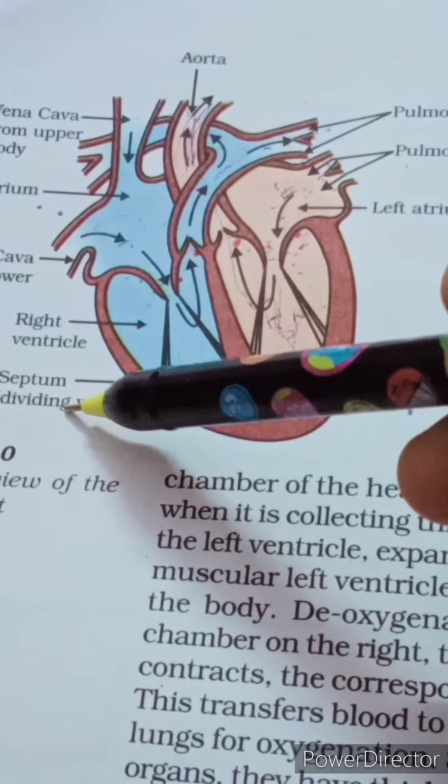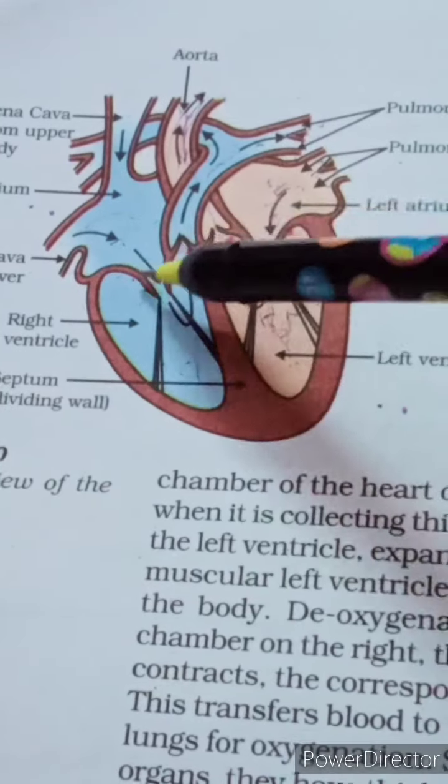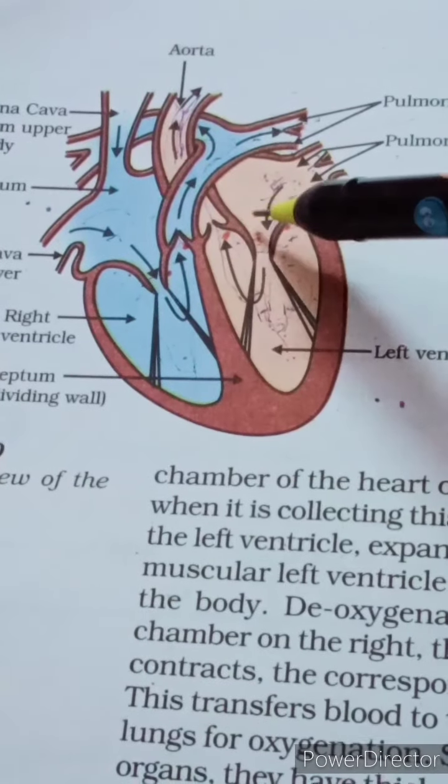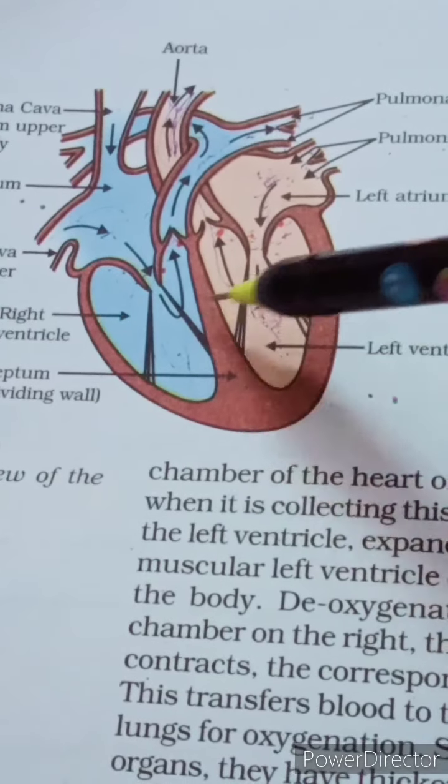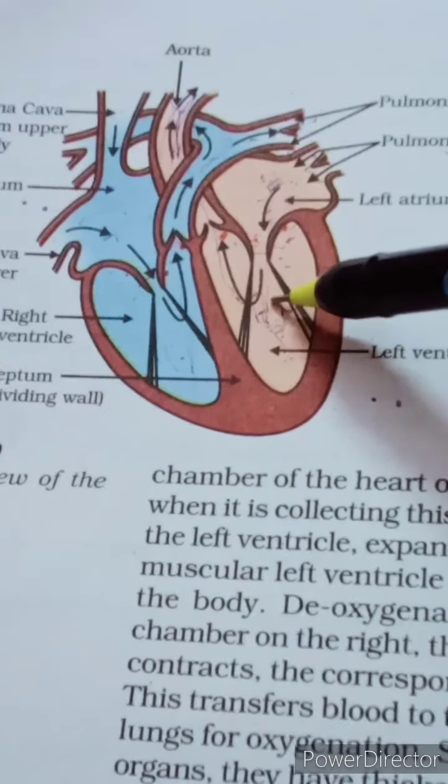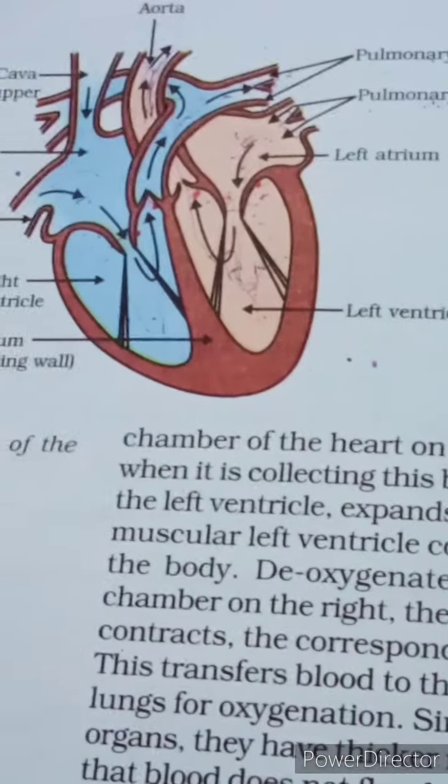In your exam the question will come: what is the function of the septum? It is a dividing wall which divides the four chambers, so that intermixing of blood does not take place. It prevents the intermixing of blood. So that is the function of the septum.